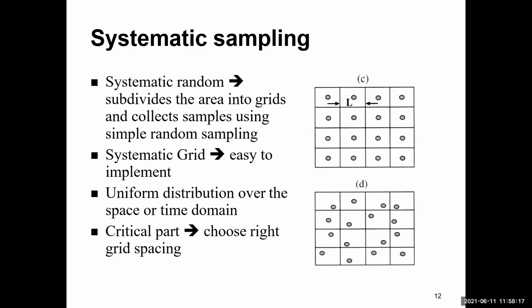It gives a uniform distribution over the space and time domain. This is very important, space or time. The critical part is choosing the right grid spacing. This is the image of systematic sampling, showing how to collect the samples in a systematic way.